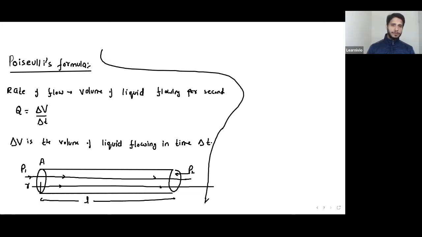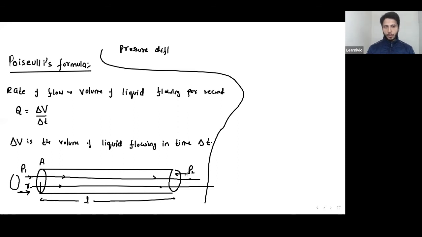The pressure difference: these pressures are basically exerted by the fluids. So fluid is flowing through the pipe. The portion of the fluid which is out of the pipe will exert a pressure P1. And obviously this liquid will push this liquid in this direction.